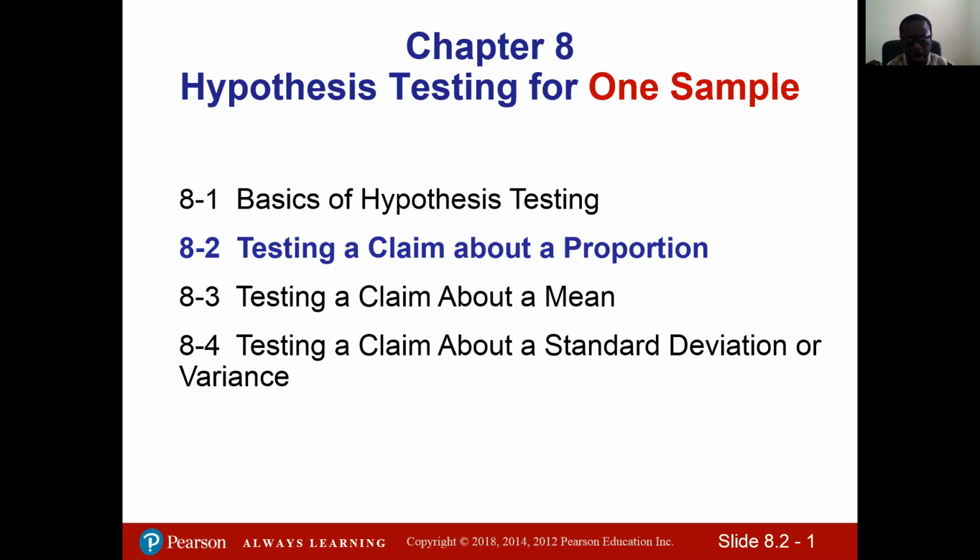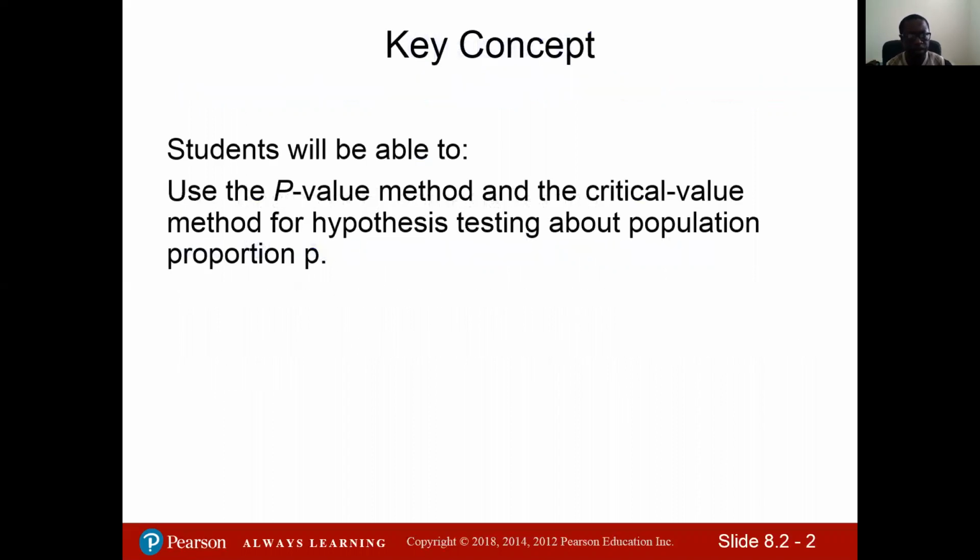I'm going to do that in two parts. The first part will just go over the general overview of testing claims about the proportion. So we'll be setting up, and then in the second video I'll go through specific examples. I'll look at each type of test we have: that's a two-tail, right tail, or left tail. Now, at the end of this section, we should be able to use the p-value method and then the critical value method to test claims about the population proportion.